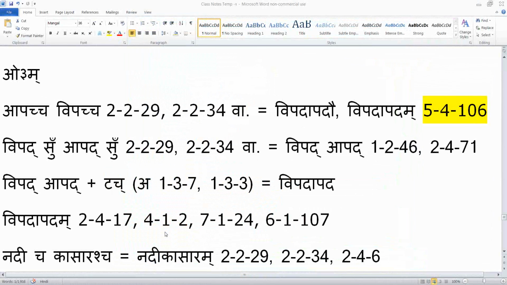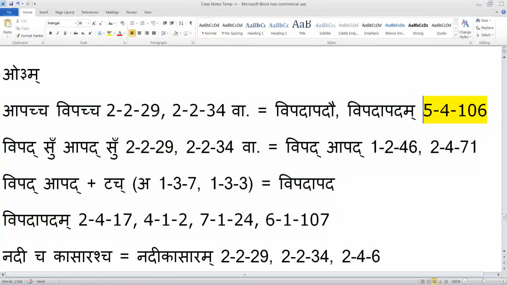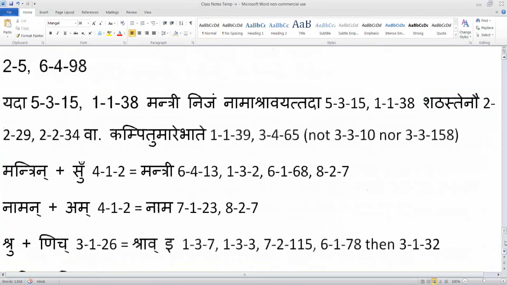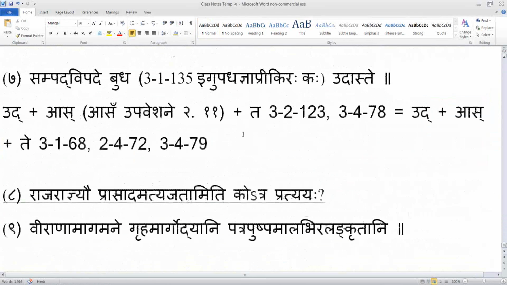sampadvipada. Now last time we had the example of vipada, apada, very similar to this one. Nothing really different. You get all the same steps we did last time. The only important thing is the sutram 5.4.106. Now the only small question here is the purva nipata, where sampad has gone first and vipad has gone second.